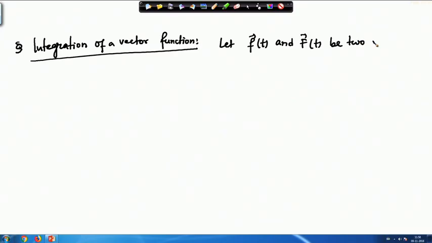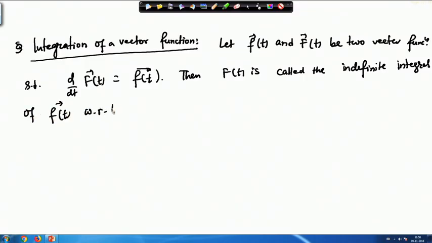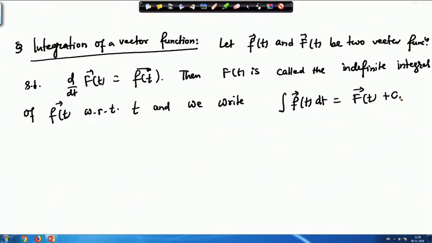All right. So let f(t) and capital F(t) be two vector functions such that d/dt of capital F(t) is equal to small f(t), then capital F(t) is called the indefinite integral of small f(t) with respect to t, and we write the integral of vector f(t) dt equals capital F(t) plus some constant c, where c is a constant vector.